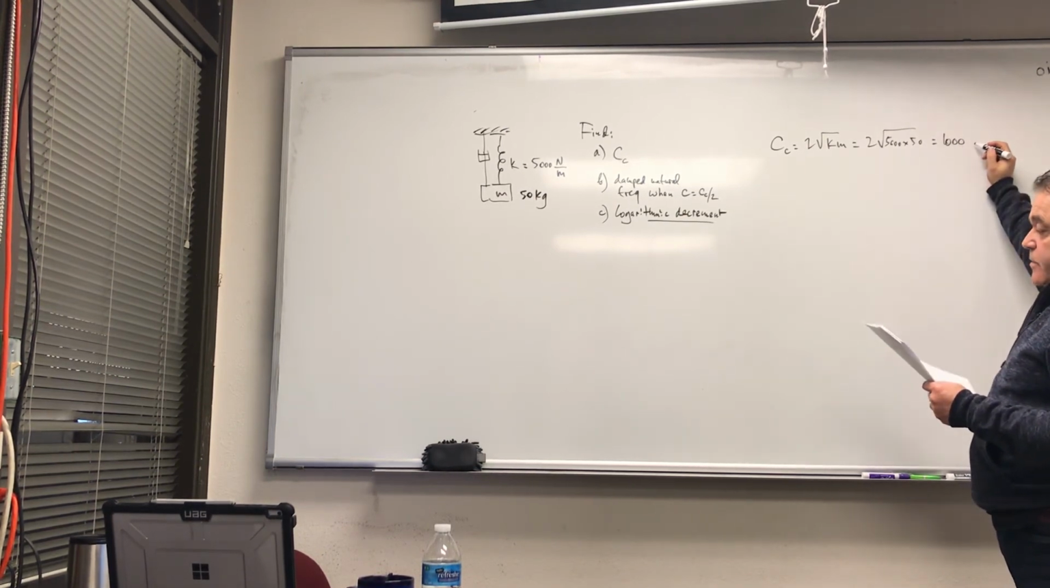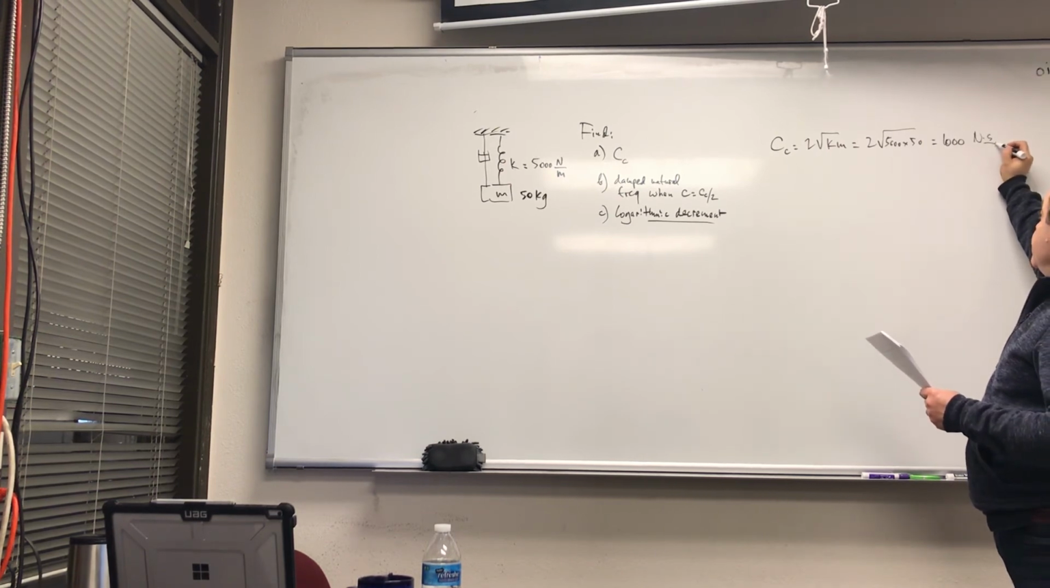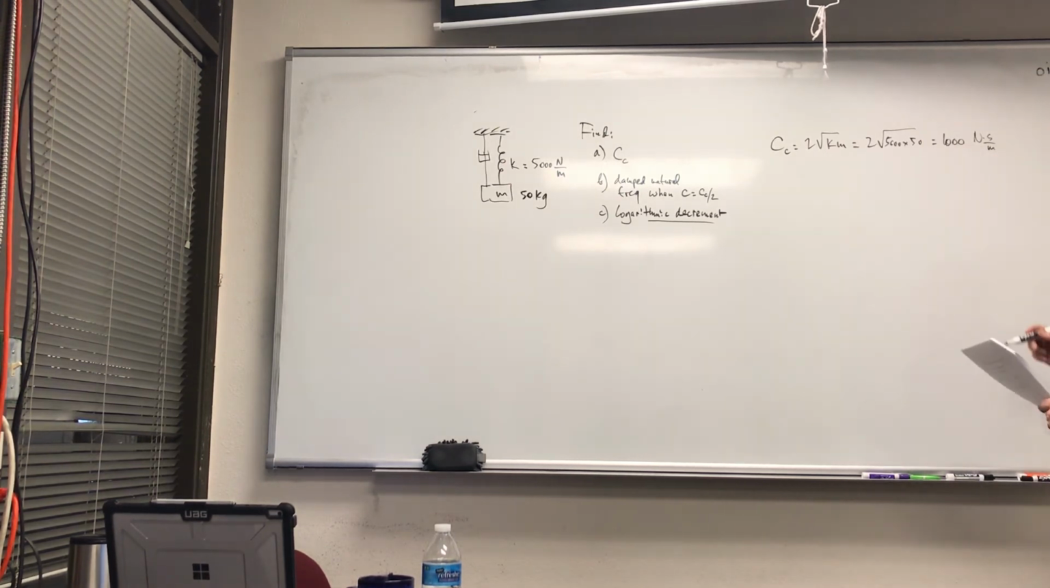Okay, and what is the unit of CC? Newton second per meter. Because remember, F is equal to C times V. So this is Newton, this is the unknown, and this is meters per second. That means the unknown is Newton multiplied by seconds over meters. That's dimensional analysis. So Newton second per meter, that's the first question.